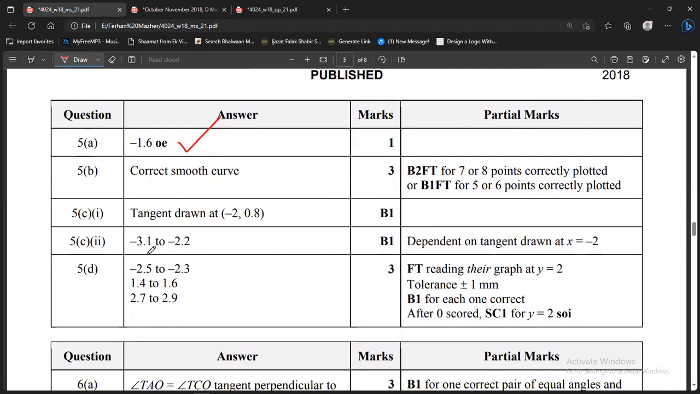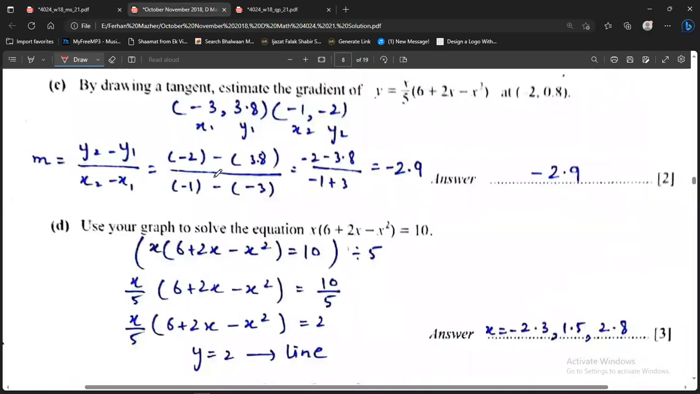So it says that gradient will be from minus 3.1 to minus 2.9. So our 2.2, sorry. So our answer is right.